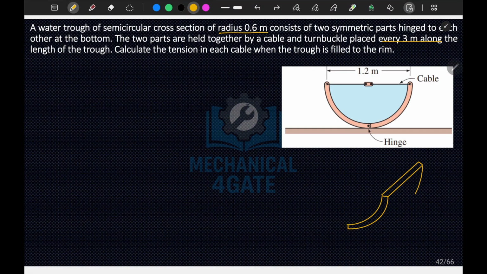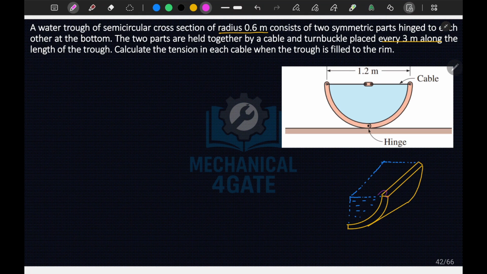Let me draw it here so that we can see it clearly. Okay, it's something like this, and one side of it is filled with water. Let's say it's filled with water on this side. So this is your water. Now what will happen?